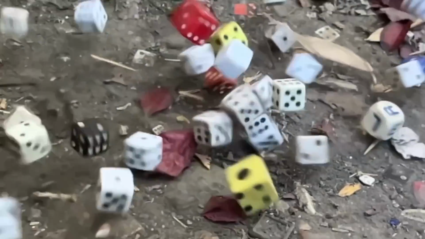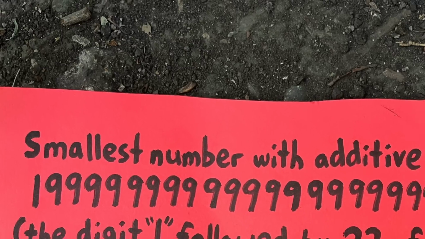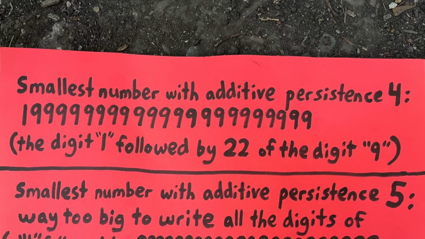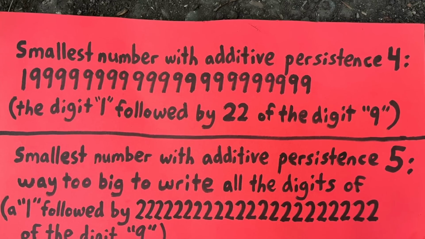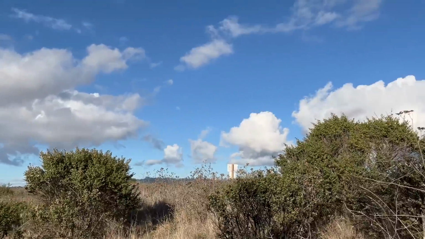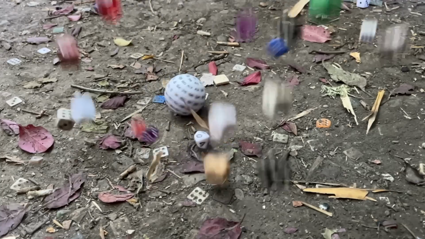After the fourth record breaker had been a 1 followed by 22 of the digit 9, the fifth record breaker is a 1 followed by this many of the digit 9. There's literally not enough space on the planet Earth to write down all the digits in this number.